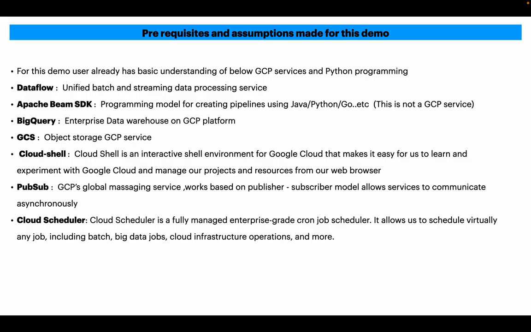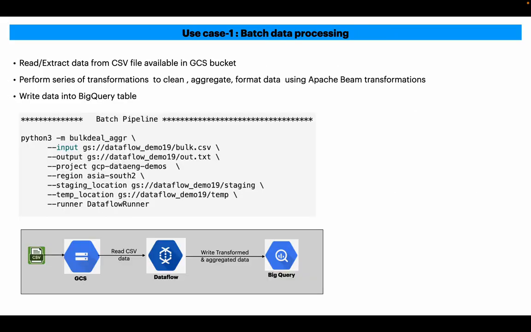So we will see batch processing using Dataflow. This is the use case. What we are trying to do as part of this demo: first of all, there is some data in a CSV file which is placed in a GCS bucket. You can observe the reference architecture on the top of the slide. There's a CSV file placed in the GCS bucket.